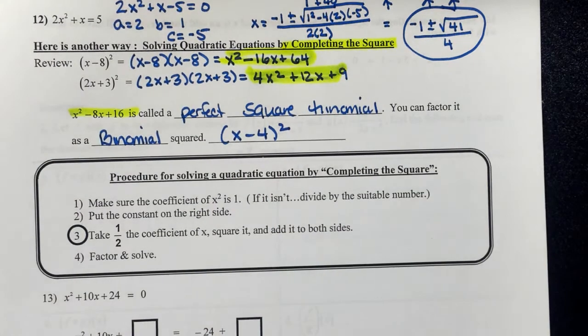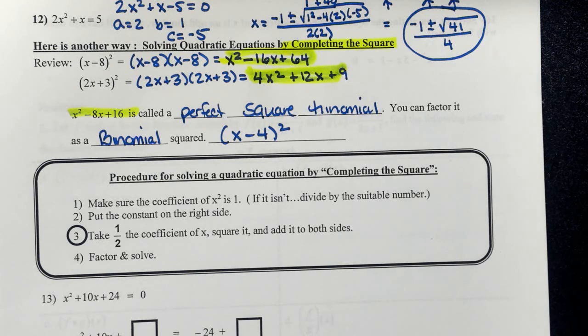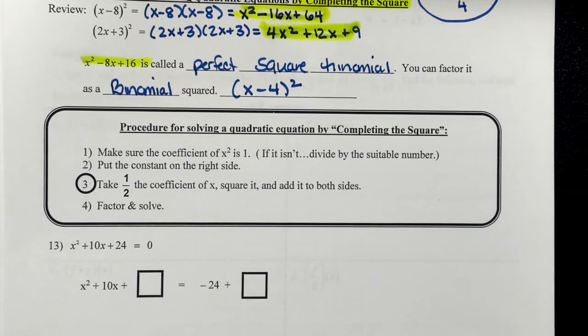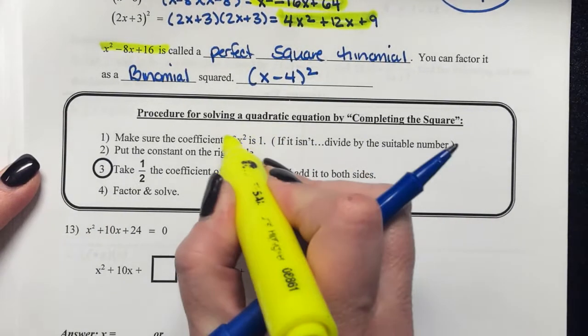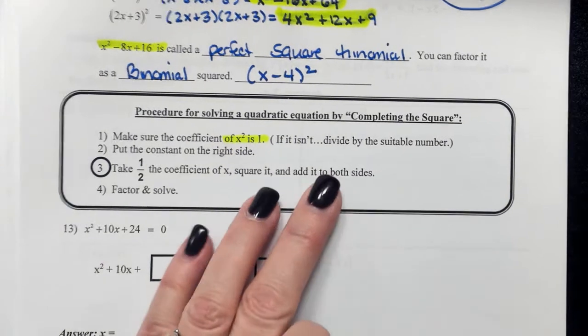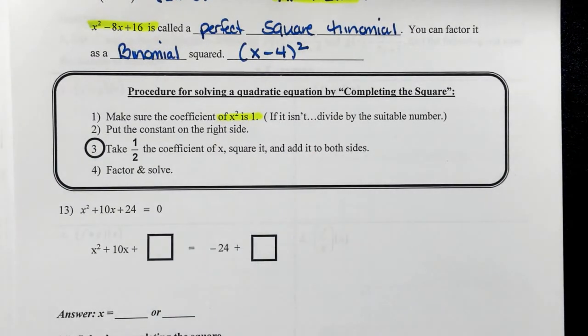So every perfect square trinomial can be factored as a binomial to the second power. And this is the idea that we use to help us solve quadratic equations by completing the square. So first of all, the first step is you always want to make sure the coefficient of x squared is a 1. If it isn't, you divide by the number.